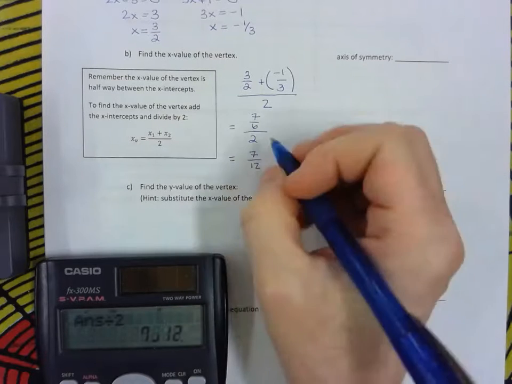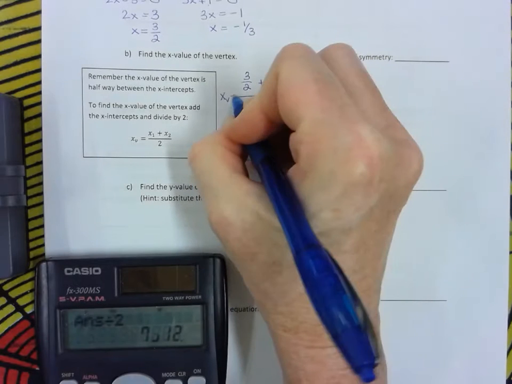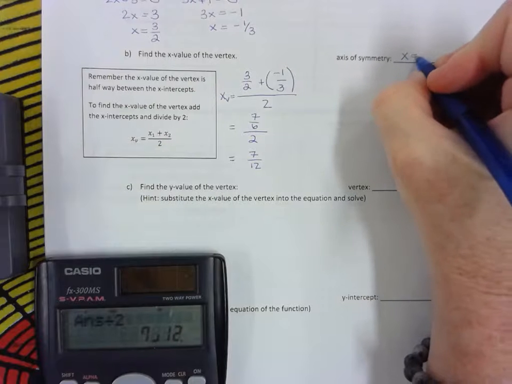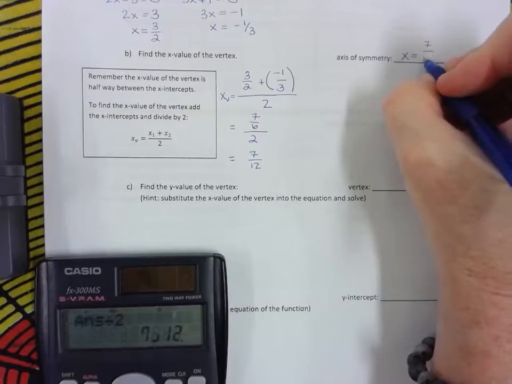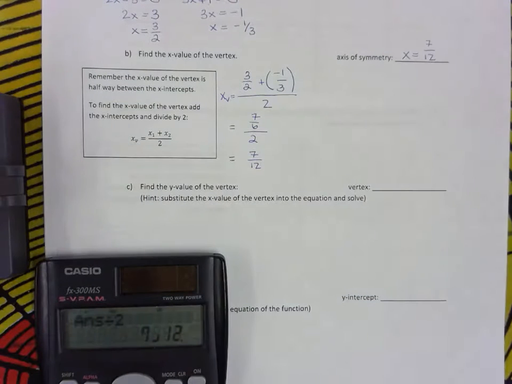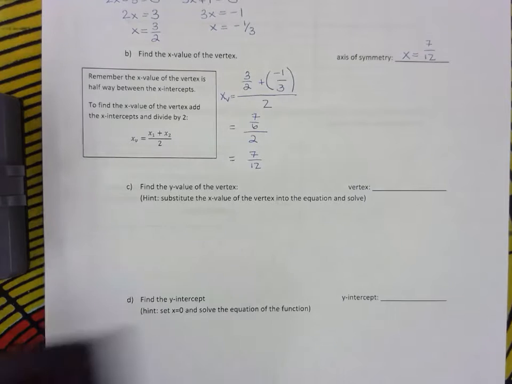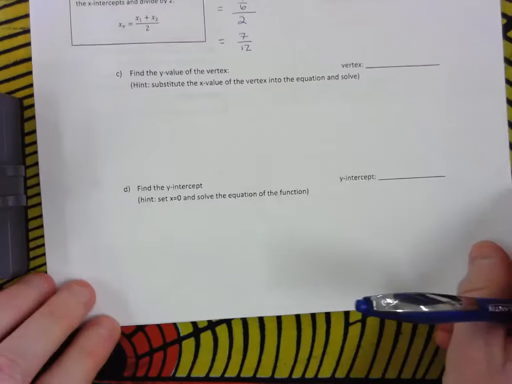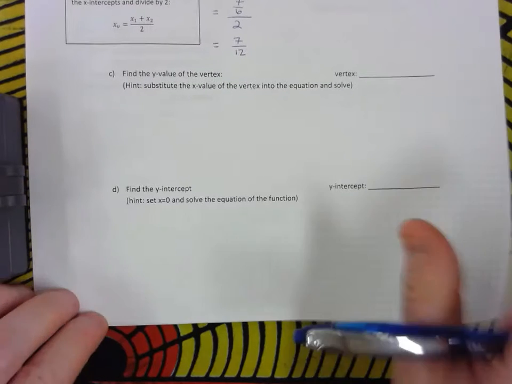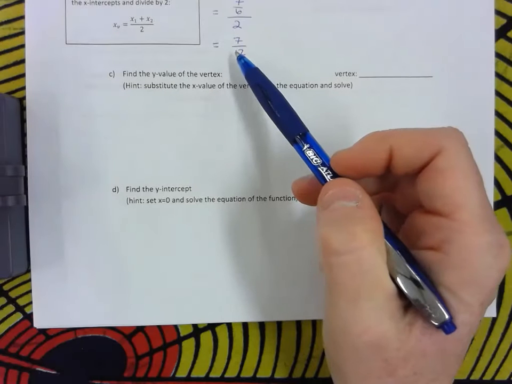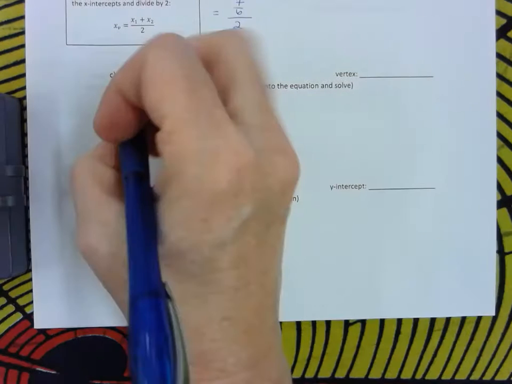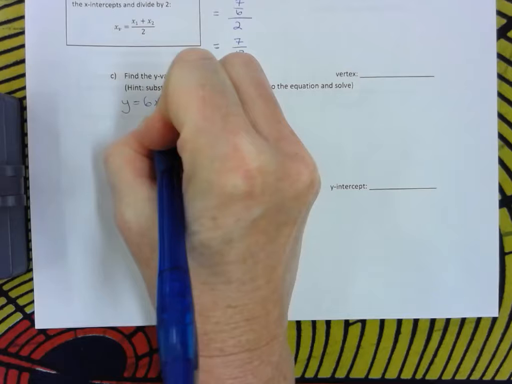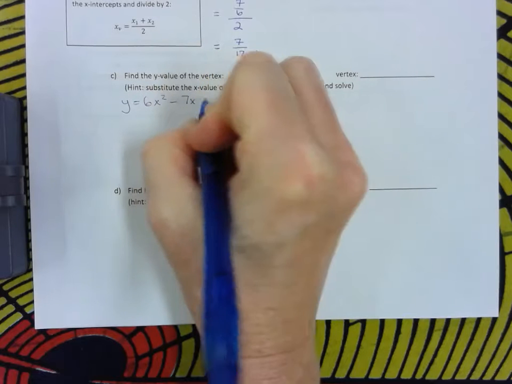So now I know that the x value of the vertex is equal to 7/12. So my axis of symmetry is x equals 7/12. All right, moving on. So the y value of the vertex. The y value of the vertex you're going to get by substituting 7/12 in for x back into your original equation. So our original function is y equals 6x squared minus 7x minus 3.